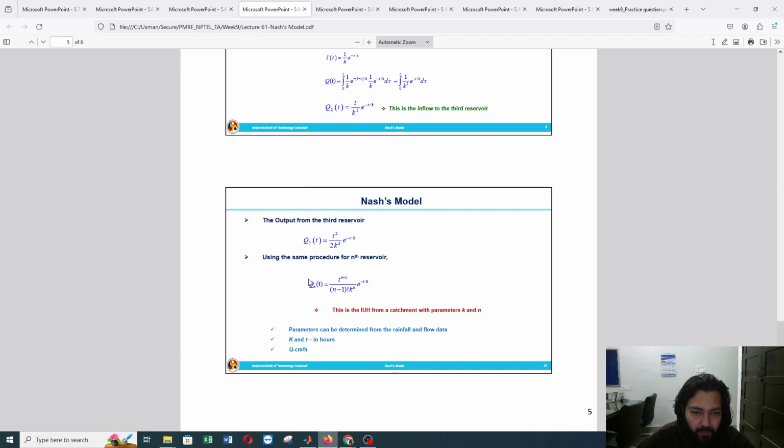What is important here is this equation, which is for the nth reservoir. For any reservoir, we just have to replace the value of n with that particular reservoir. We can get the output of that reservoir as well as the input of the previous reservoir, right? So this is the standard equation given by the Nash model in order to find the discharge.